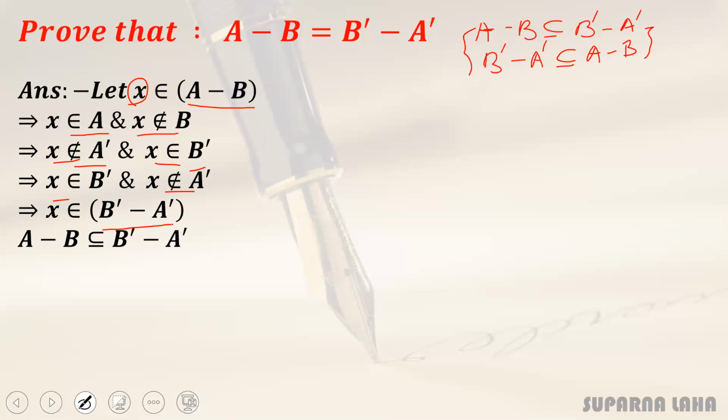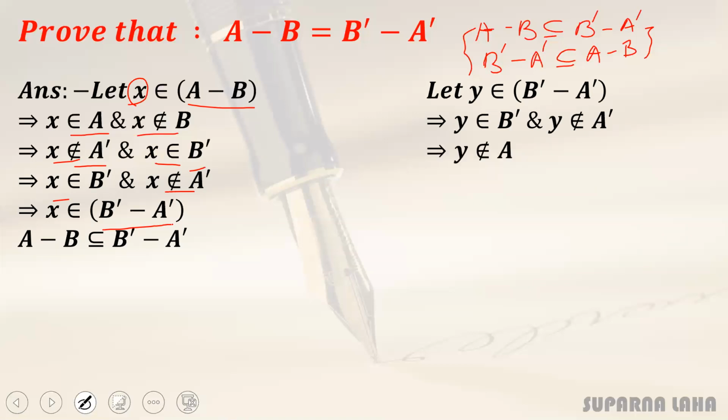So in a similar manner, take another element Y in B complement minus A complement. That means Y is present in B complement, but Y does not belong to A complement. So same process, write it down. We can write this thing as Y does not belong to A complement and Y belongs to B complement, and similarly we can write Y belongs to A and Y does not belong to B. Now since Y does not belong to B, that means we can write Y belongs to A minus B.